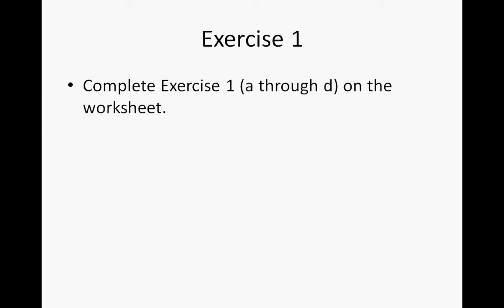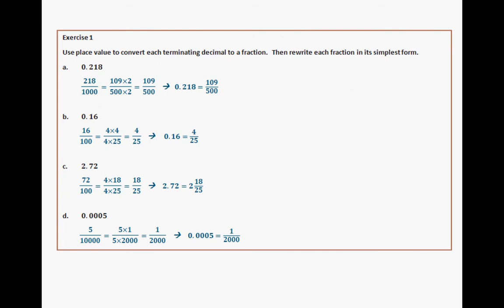All right, so exercise 1. You're going to do this on your own. So complete exercise 1, letters A through D on the worksheet, and then continue the video to check your answers. All right, go ahead and pause the video again and check your answers. Make sure you have all the work shown, since this will be the work required to gain credit on your assessment. When you're done, go ahead and continue.